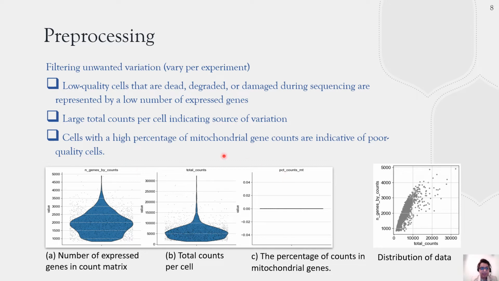Next, this figure shows the violin plot of the number of expressed genes in the count matrix, total count per cell, and percentage of counts in mitochondrial genes. These all help us with the filtering.